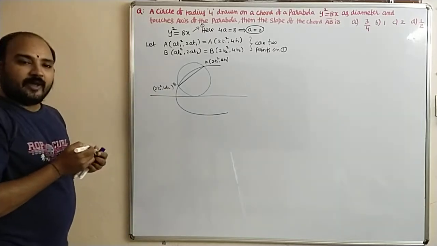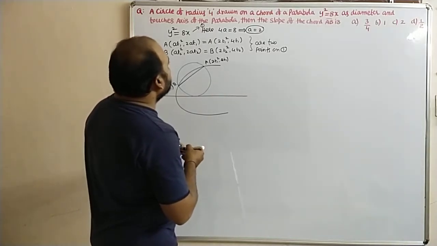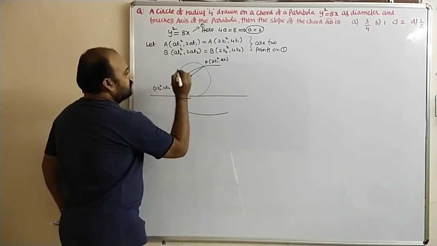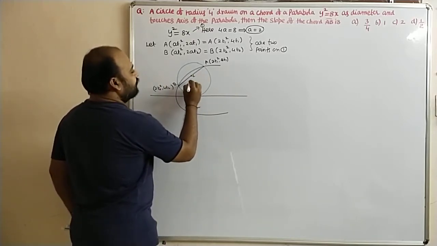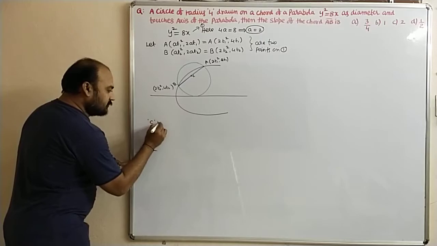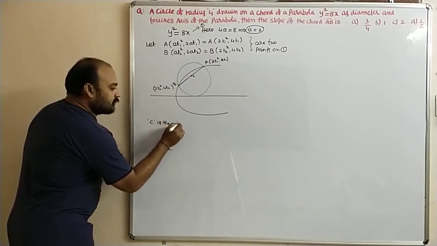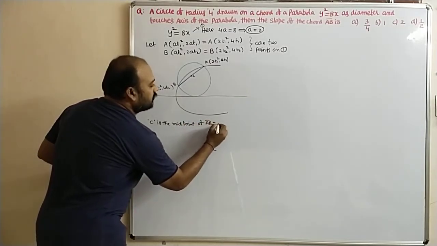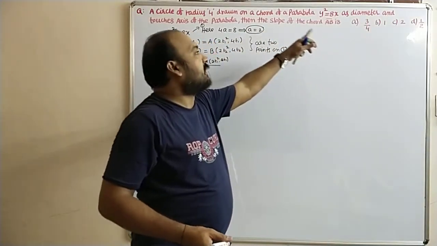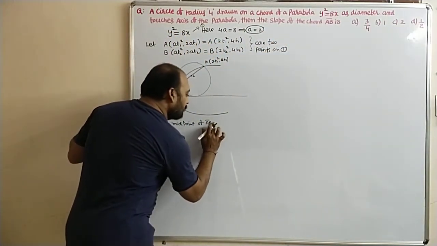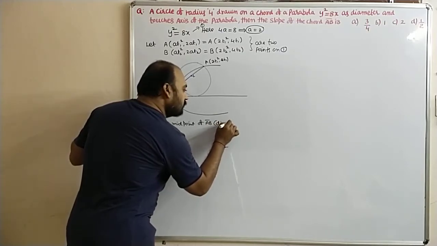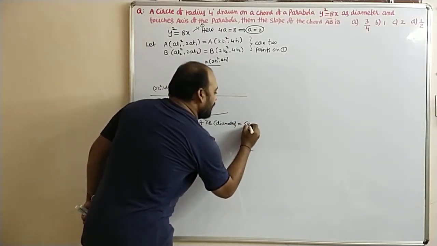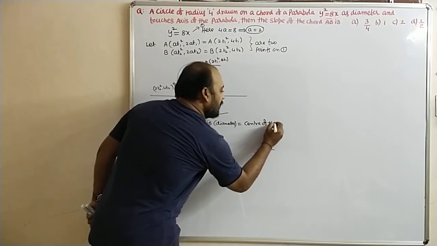Like this the circle will be, and C is the midpoint of AB, which is the diameter, as they said. So AB is the diameter. That means C is the center of the circle.